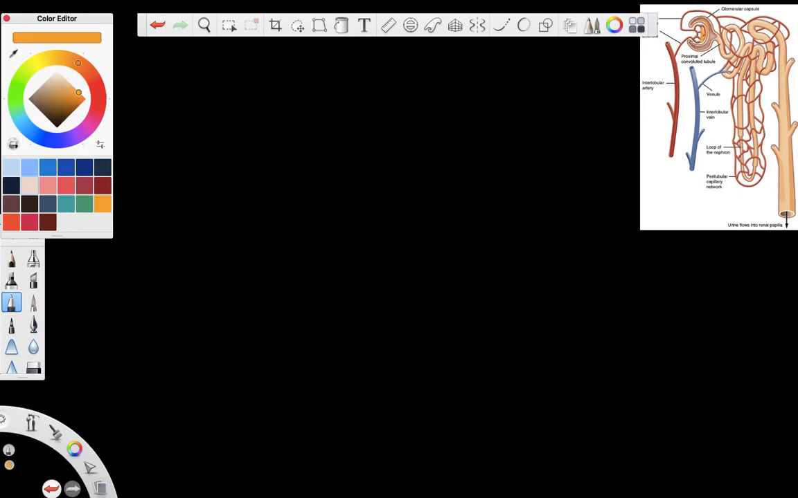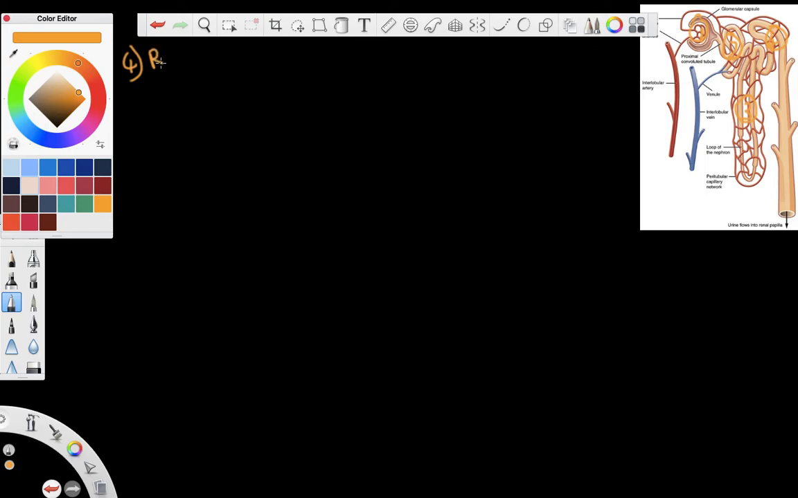We've had the formation of the glomerular filtrate at the renal capsule. We've had the absorption of water and glucose at the proximal convoluted tubule. We've had further absorption of water in the loop of Henle. We're now going to think about what happens in the distal convoluted tubule and the collecting ducts.